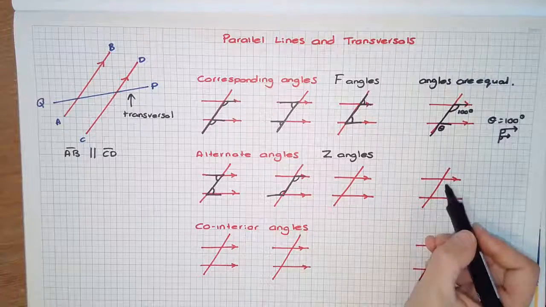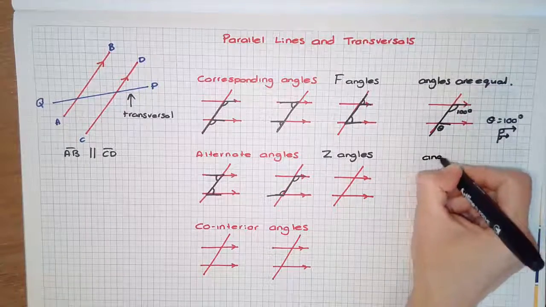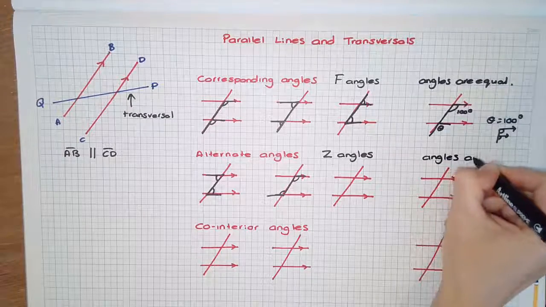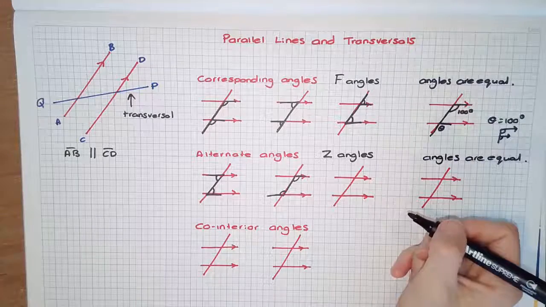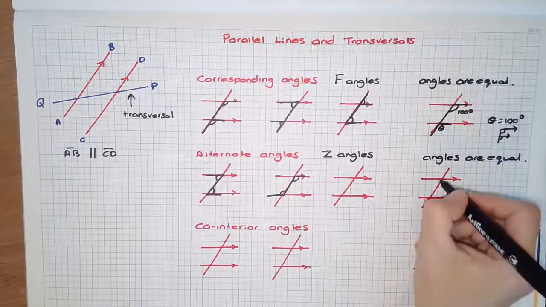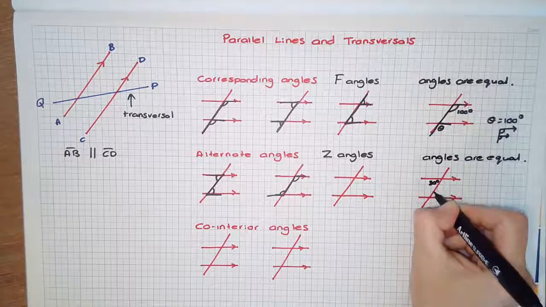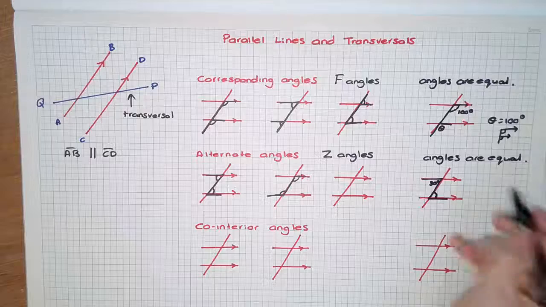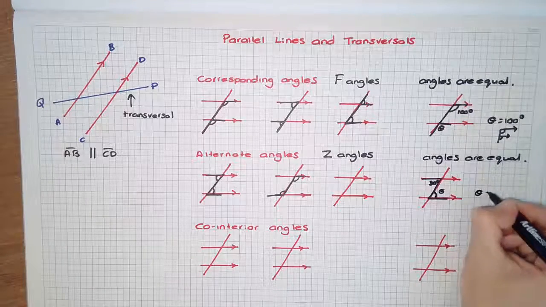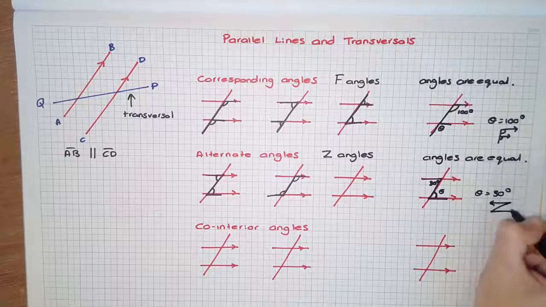If two lines are parallel, alternate angles are equal. For example, if this angle here is 30 degrees, then this angle here, being the alternate angle, theta, is also 30 degrees using the alternate angle rule.